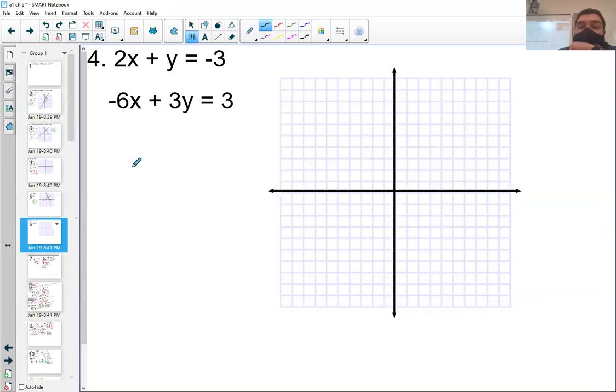So this one is a little interesting. First, I'm going to get y by itself. So I have y equals negative 2x minus 3. So the first one's done.